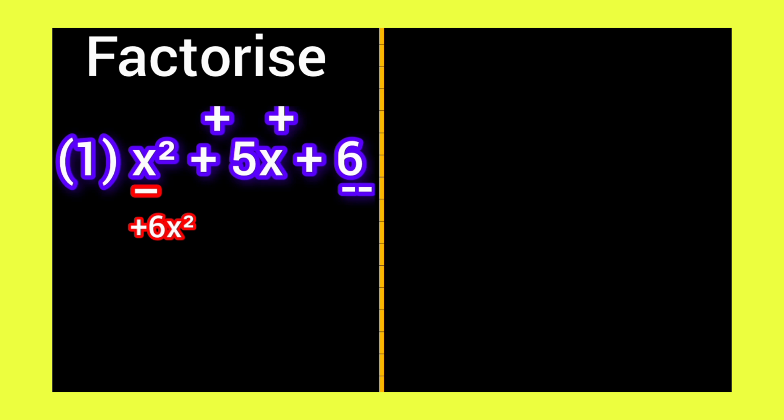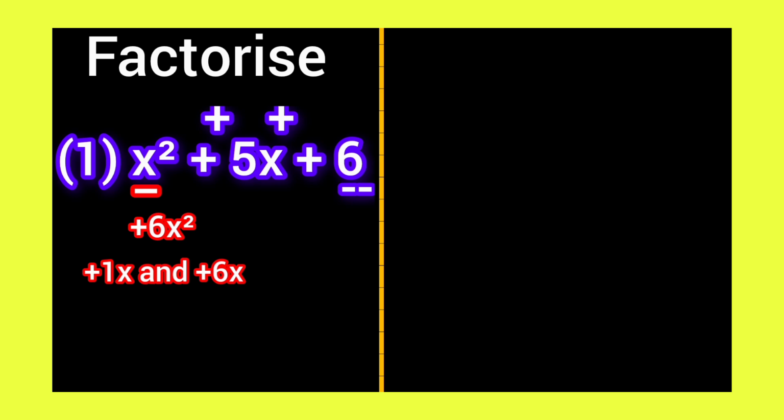I will start with the factors of 6, those numbers that when I multiply give me 6, and when I add them give me 5. I will start with plus 1s and plus 6s. 1s plus 6s will give me 7. Since it did not give me 5, I will not use it.